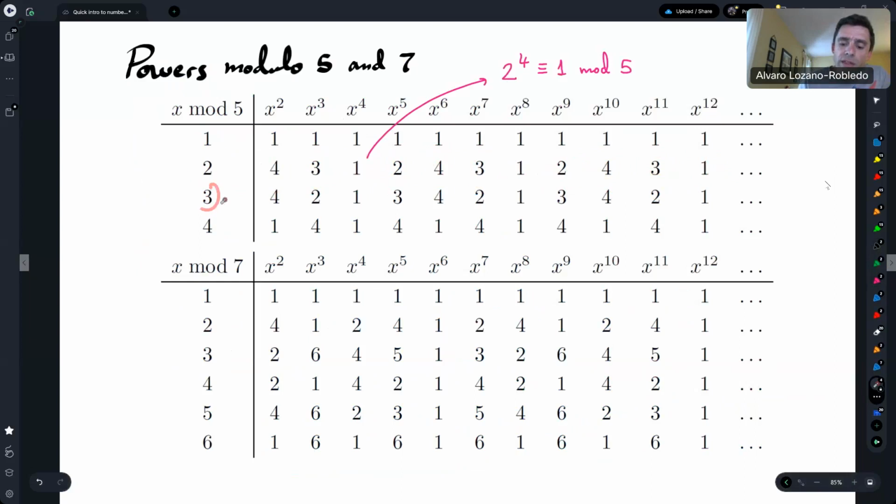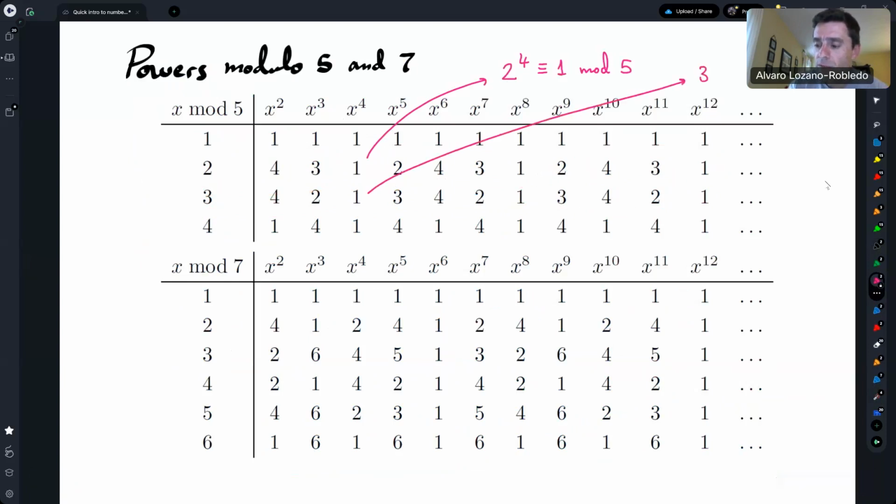What happens with 3? 3 squared is 9, which is 4 modulo 5. 4 times 3 is 12, and 12 is 2 modulo 5, and 3 times 2 is 6, which is 1. Again, the cycle will repeat, and we also get the information that 3 to the 4 is 1 modulo 5, and that's the first time it happens.